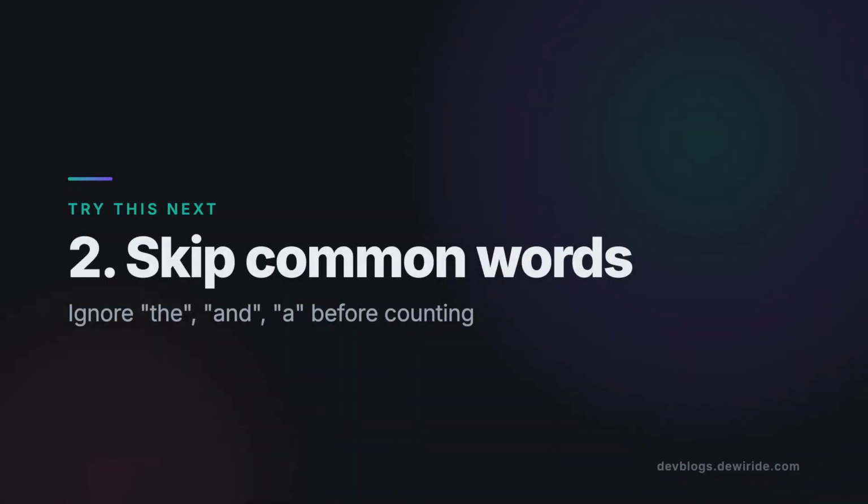Second, ignore the boring words. Words like the, and, and a dominate every top 10 list and tell you nothing. Make a list of those words and skip them before counting. Your top 10 suddenly becomes genuinely interesting. It starts showing you what the text is actually about.